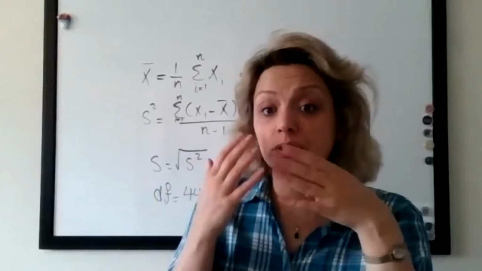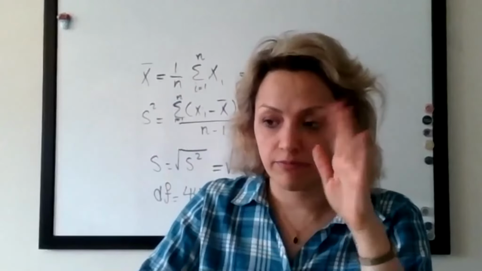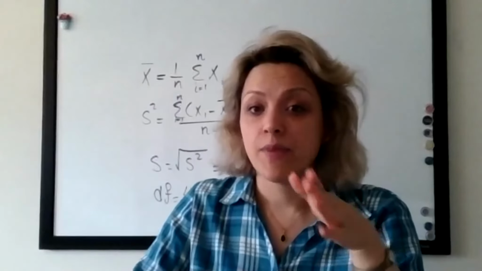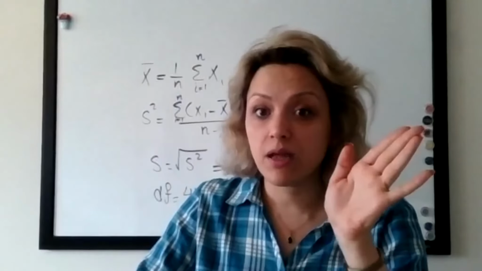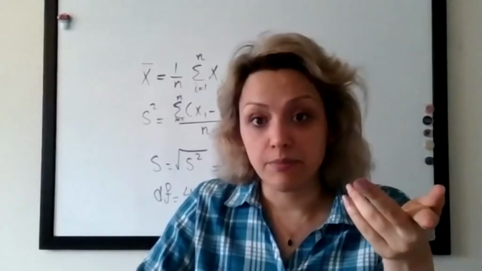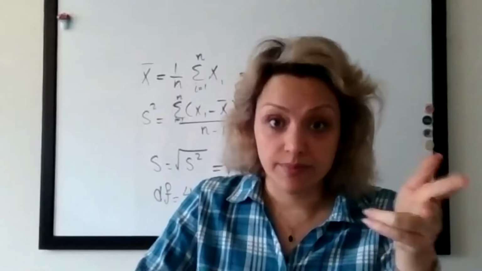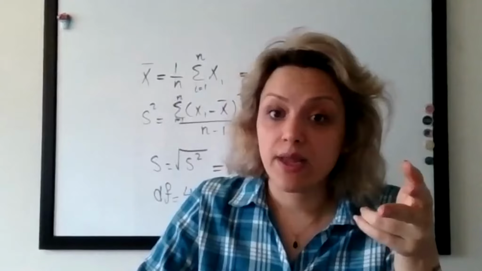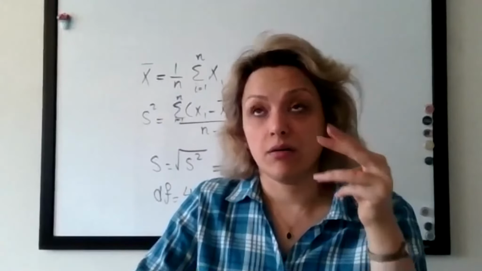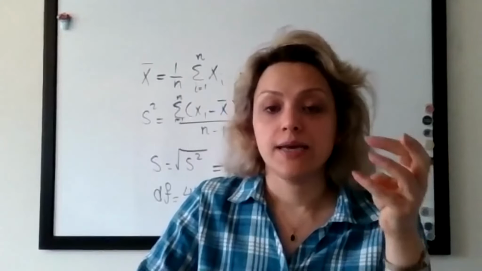We have 4 different cases. When you review CHE 220, after chapter 7, you will see these 4 different cases. When we are interested in the mean and we know the variance, that's case 1. When we are interested in the mean of the population and we don't know the variance, that's case 2. When we are interested in finding out the variance of the population, that's case 3. And when we are interested in the proportion, that's case 4.